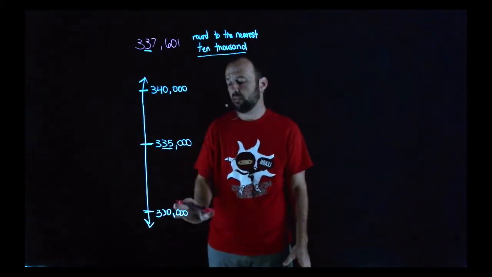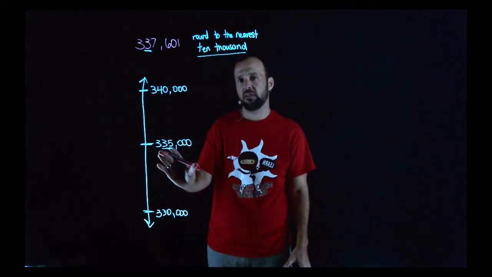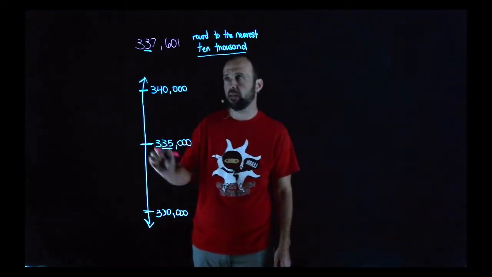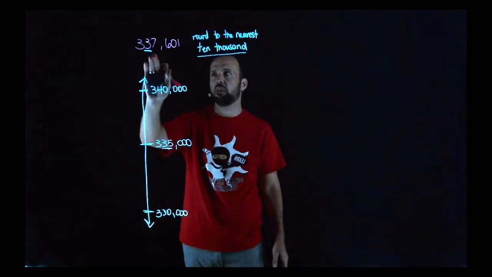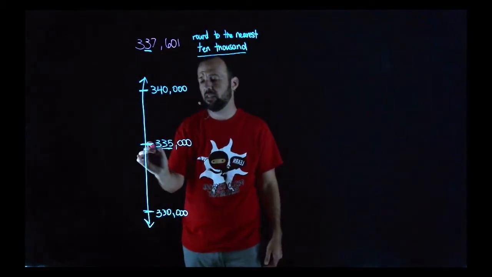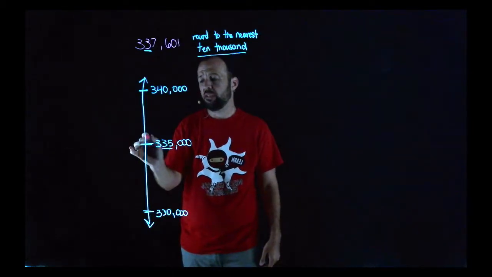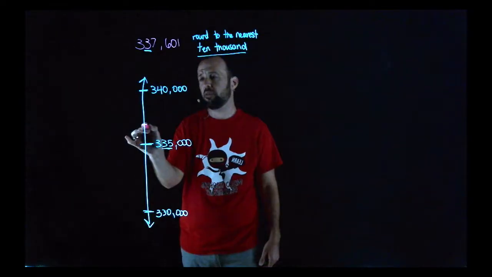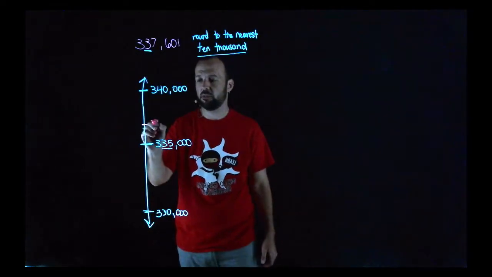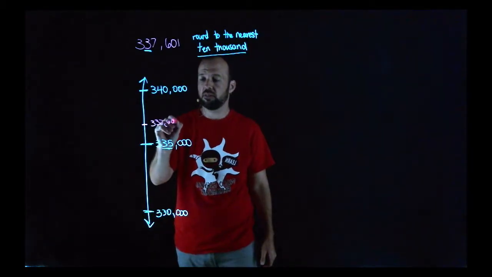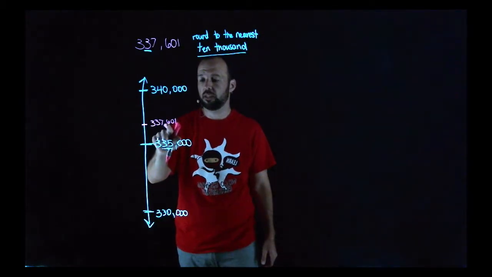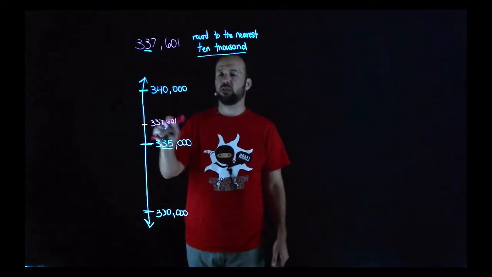So again, as we said, 335,000 is our midway point. I have 337,601, but I'm more concerned about the 337,000. So 36 would be right about here. 337 would probably fall right around there somewhere. Okay, so 337,601. Wrote my comma backwards. Get the idea. It's going to fall somewhere in there.